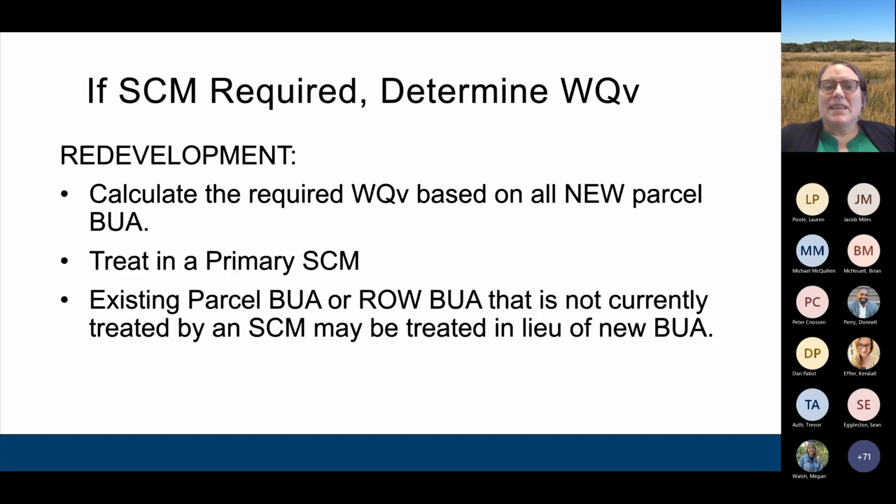For redevelopment sites, again, you're going to calculate the required water quality volume based on the new parcel BUA. You're going to treat that in a primary SCM. We will allow you to offset that. So if there's some impervious area that you're adding new that is hard to get to the SCM, you could offset with existing BUA as long as it's not currently being treated by an SCM.